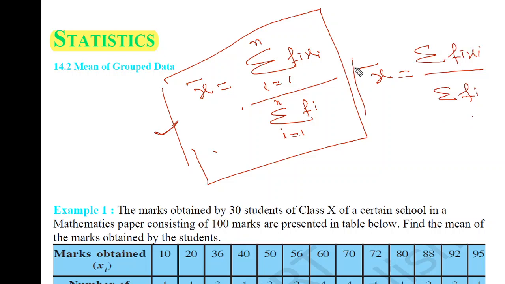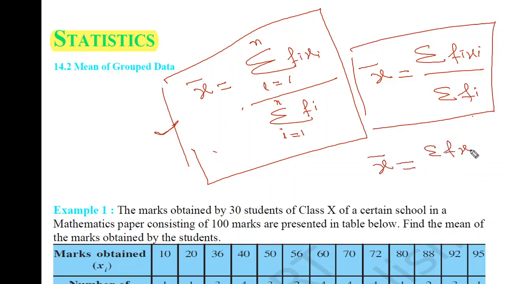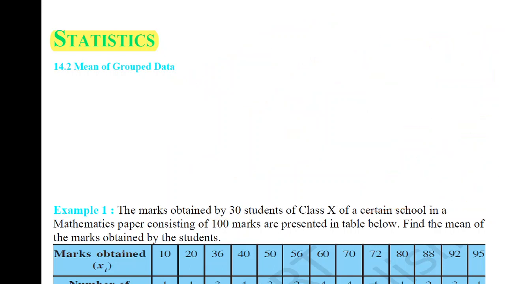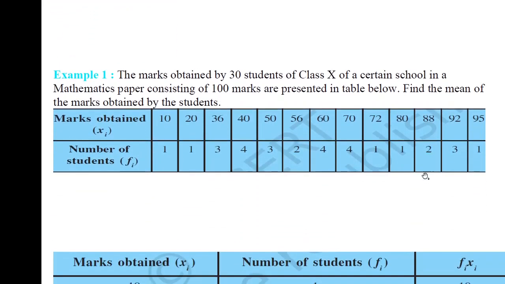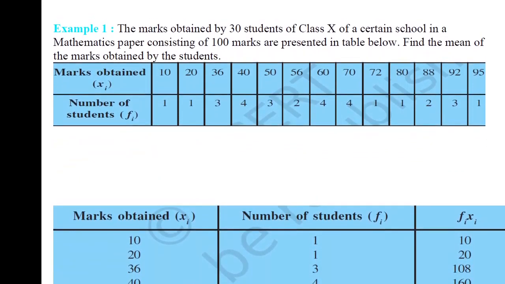Okay, and further simplification if you want, we can simplify it like this: mean equal to sigma fx divided by sigma f. So this is the simplified form, but this is the exact form. You can remember any of these formulas. So mean equal to sum of all the observations divided by number of observations. Now you see who is f, who is x. There is an example. In the example we will try it so that you will get a better understanding.